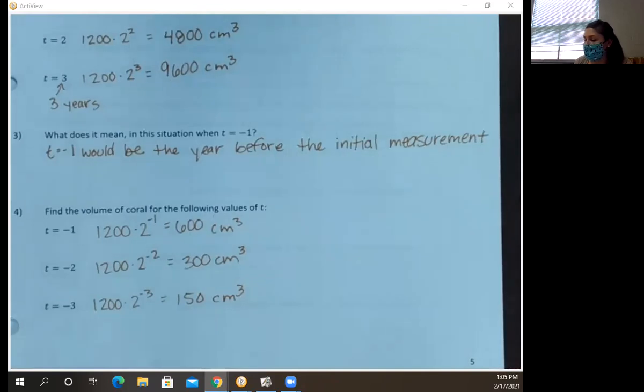Questions for me on page 5? Okay, we're going to take a look at a couple more examples for today. If you would, please turn the page.